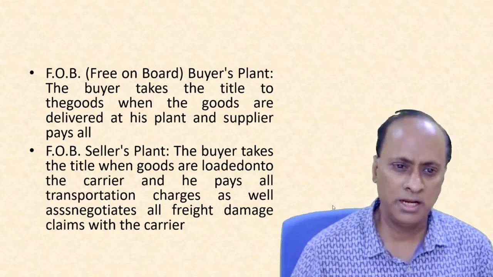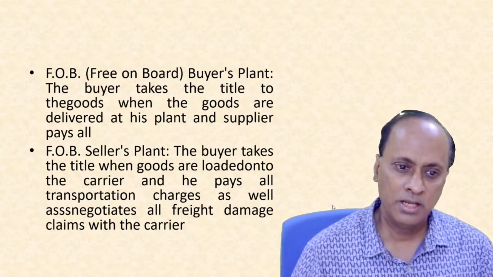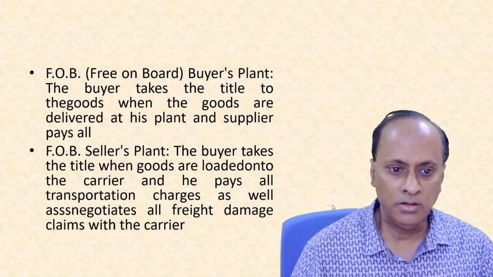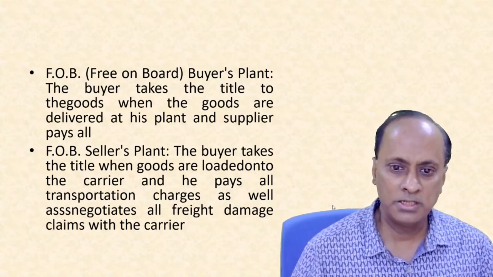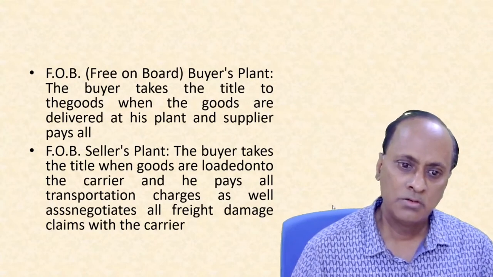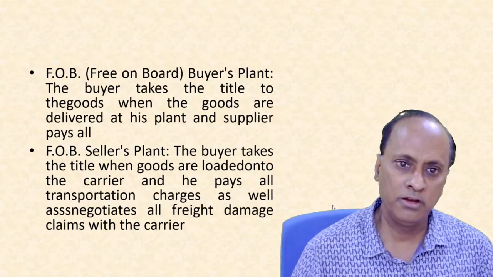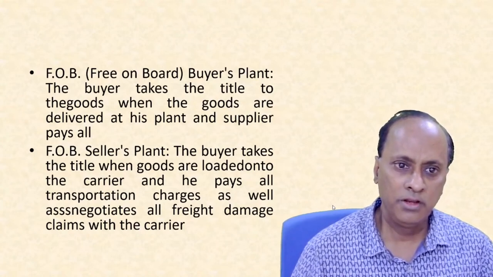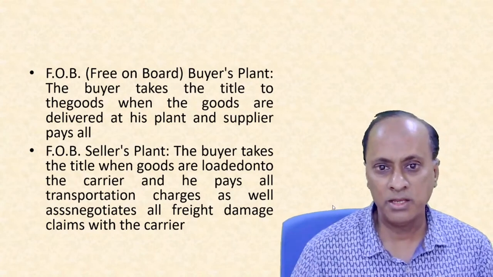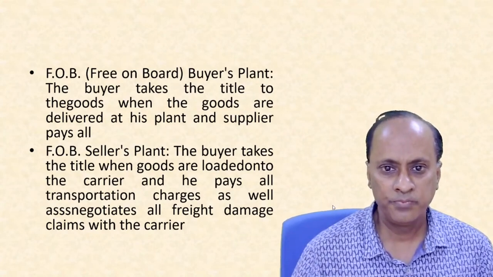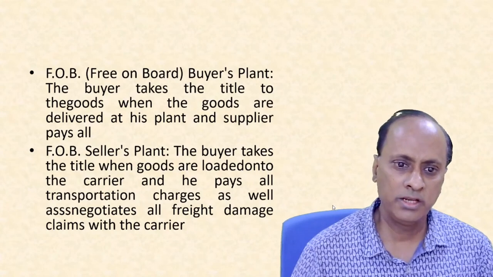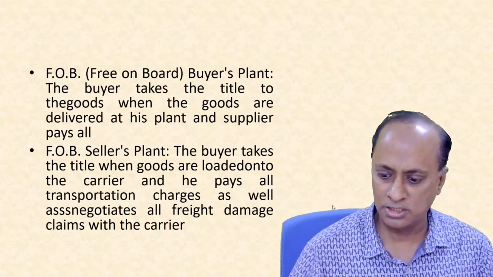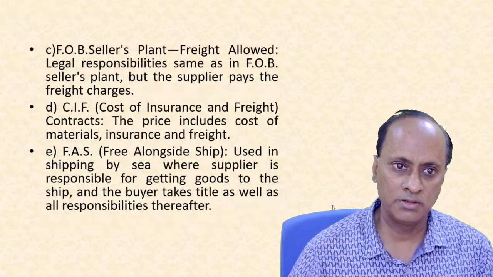The buyer takes the title when the goods are loaded onto the carrier and he pays all the transportation charges as well as negotiates all freight damage claims with the carrier. So this is the difference between FOB buyer's plant and FOB seller's plant. The buyer takes the title when the goods are loaded onto the carrier and he pays all the transportation charges as well as all freight damage claims.